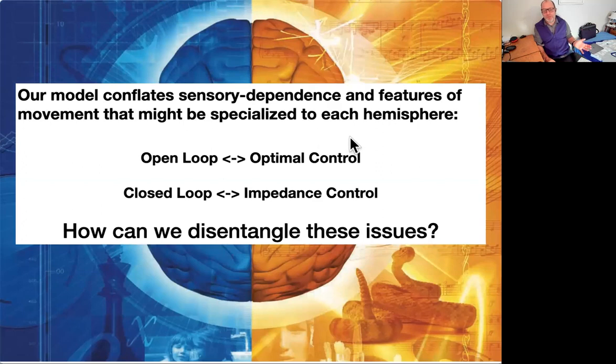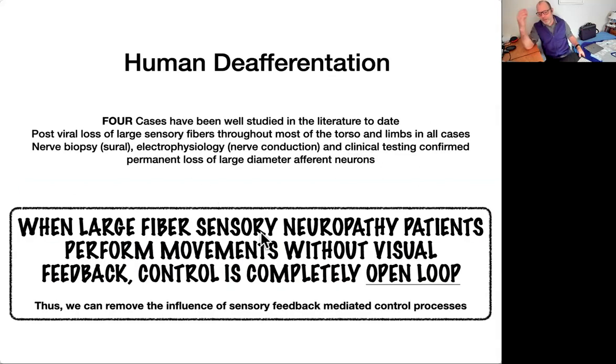Well, recently we disentangled these issues by looking at a deafferented patient with a colleague, former postdoc of mine, Fabrice Sarlegna. The idea here is that we can create a completely open loop situation with proprioceptively deafferented patients. These patients have post-virally lost their large sensory fibers that innervate the sensors that we use predominantly for proprioception: muscle spindles, Golgi tendon organs, and the rapidly adapting skin and soft tissue receptors like the Pacinian corpuscles.